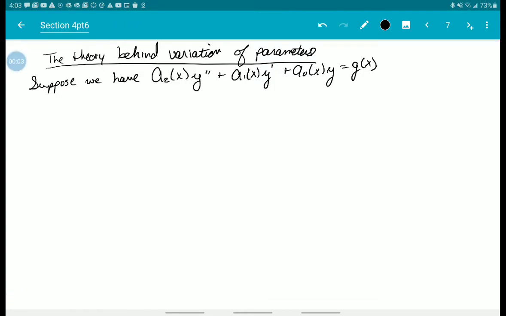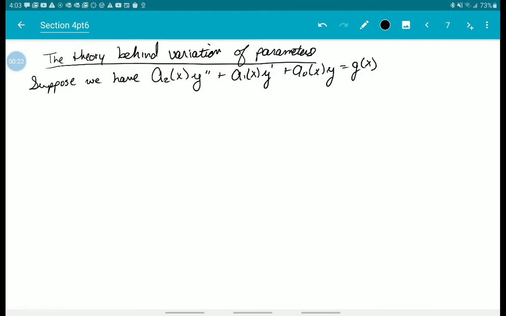So in this video, we're going to talk about the theory behind variation of parameters. Why does it happen? Why does the system come out that way? So let's suppose we're starting with a second order differential equation and it's written that way. So this is non-homogeneous and we need to put it in proper form.